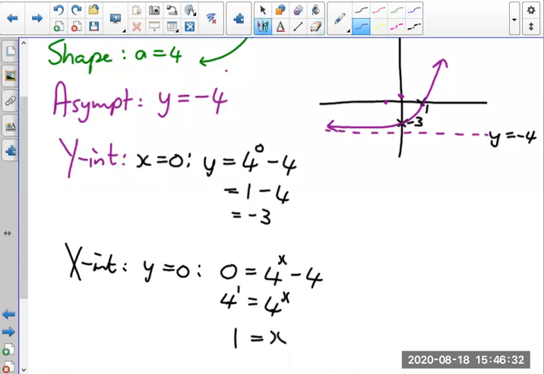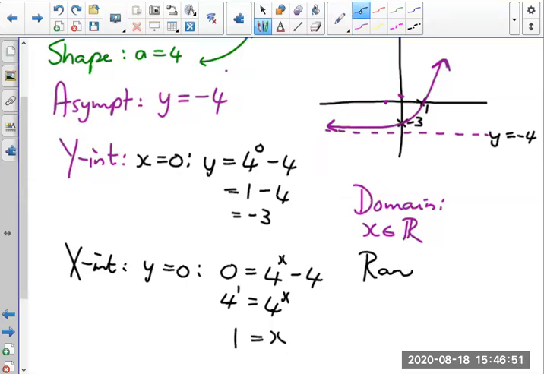So now the domain and the range. x element of, can you see, it's simply from minus infinity to positive infinity. So x element of R. There is no asymptote with an x in it, so I don't have to worry about that.